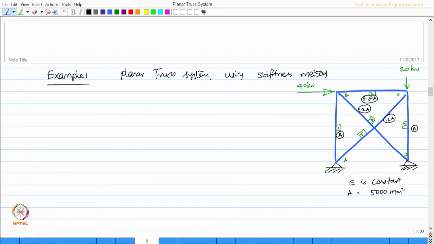So, this becomes 4000 for the member BC, 5000 for both the members AB and CD. For the members 4 and 5, that is member BD and AC, this is about 1.2 times of 5, which is 6000. Okay? So, A is known, E is known. Now, let us mark the length, the dimensions. This is about 4 meters, this is also 4 meters.